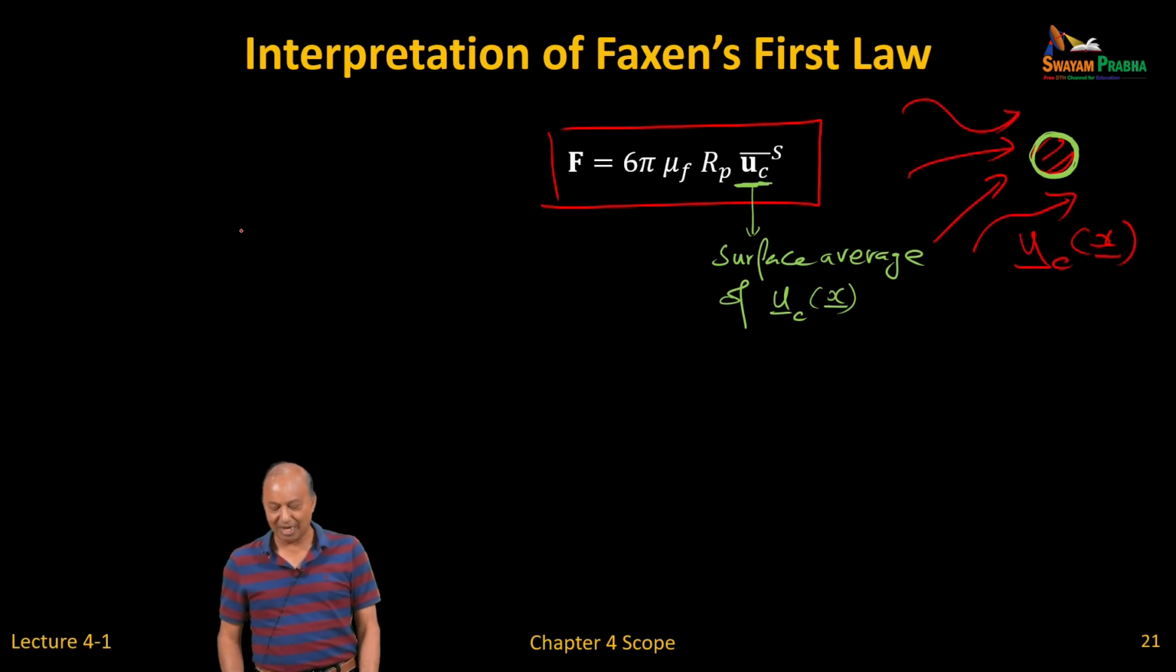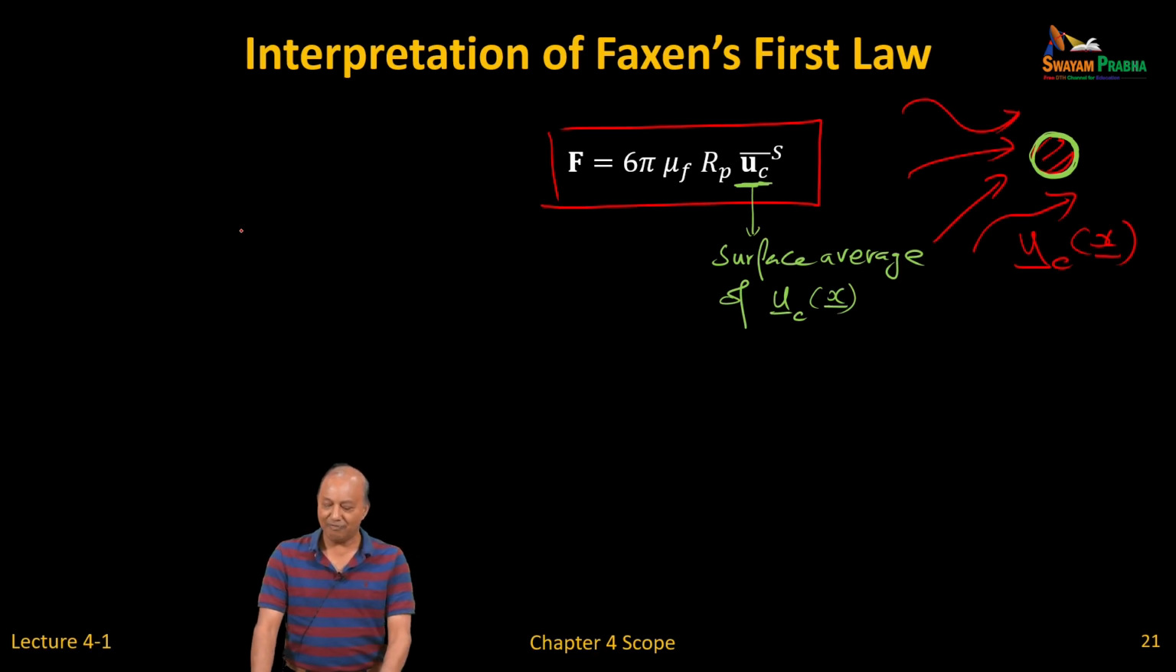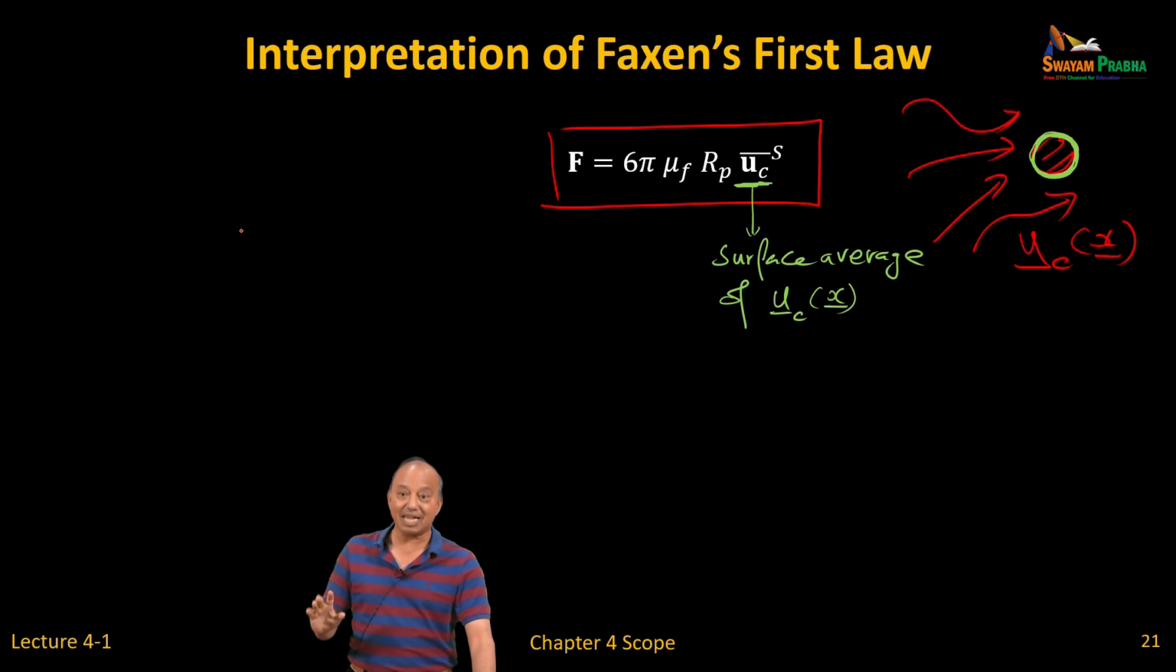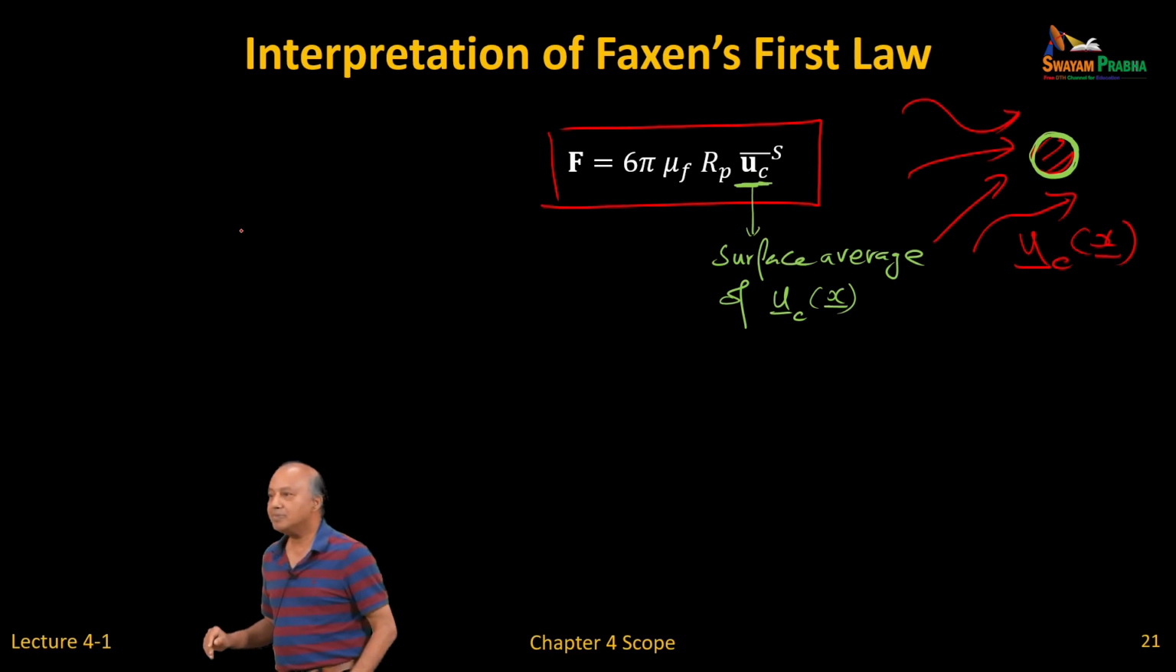So he said it's 6 pi mu f times radius, the same as Stokes' drag law, except don't use the center velocity, use the surface average velocity, and it takes care of any kind of flow variation. Okay. Yeah.